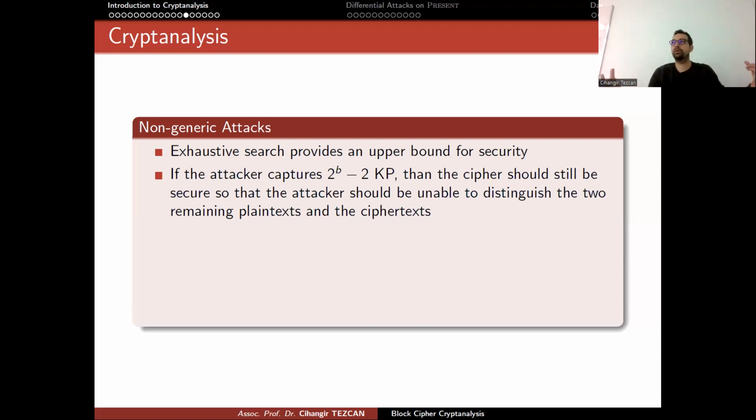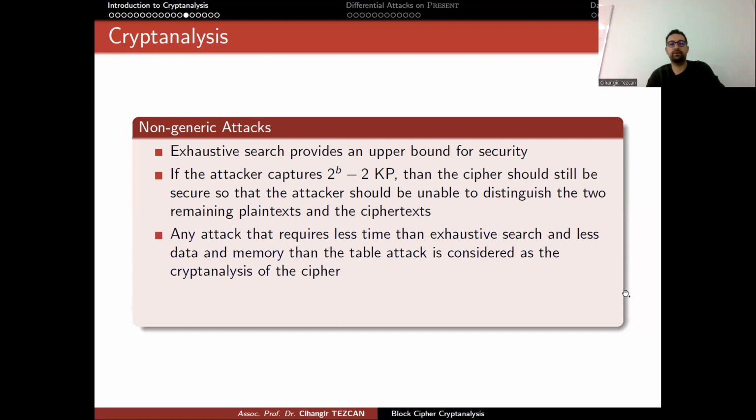So assume that you captured all of them. Then the cipher should still be secure so that the attacker should be unable to distinguish the two remaining plaintexts and ciphertexts. This means that you can have a guess with probability 1/2, but you shouldn't have any more advantage than probability 1/2. Okay. So a cipher should be so secure that even if you capture every plaintext except 2, you should still be unable to guess which of these two plaintexts goes to which ciphertext.